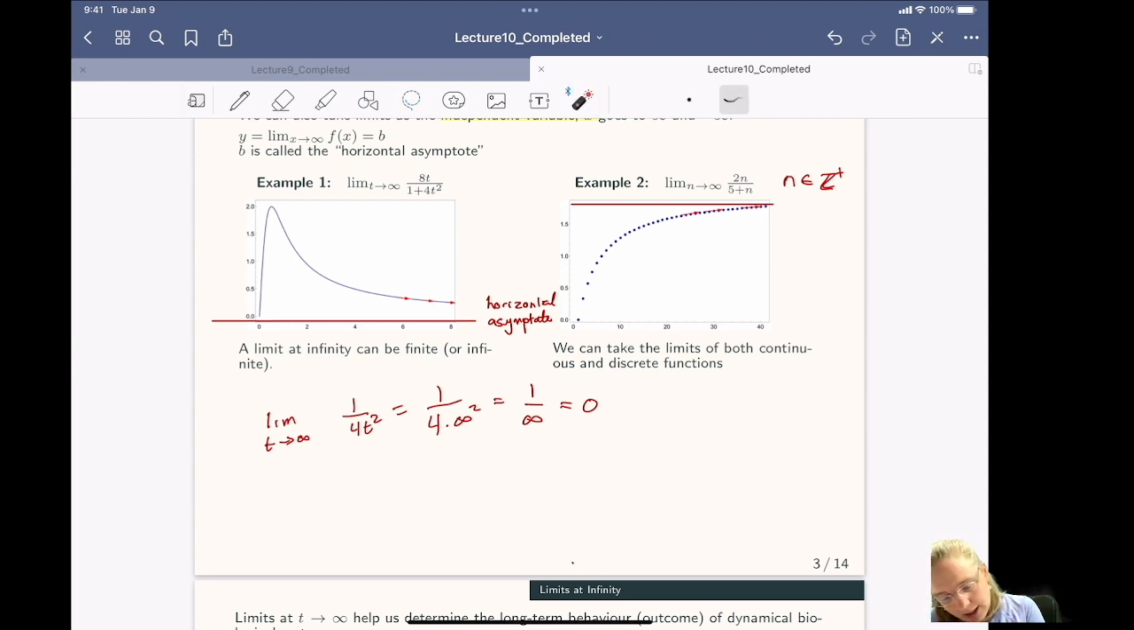Similarly, if we take the limit of 2n over 5 plus n, then only the largest degrees matter, which here is n to the 1, so we can drop everything else. So this is the same as taking the limit as n goes to infinity of 2n over n. Now the n's cancel, and this is going to converge to 2. And sure enough, our horizontal asymptote is around 2.